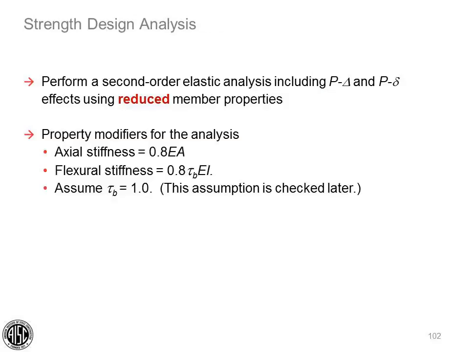For the strength design analysis, we'll perform a second order elastic analysis that includes both P big delta and P little delta effects using reduced member properties. For the axial stiffness, we use 0.8 EA. For the flexural stiffness, we use 0.8 tau B EI. We'll start by assuming tau B equals 1, then we'll need to check that assumption later after the members are designed.